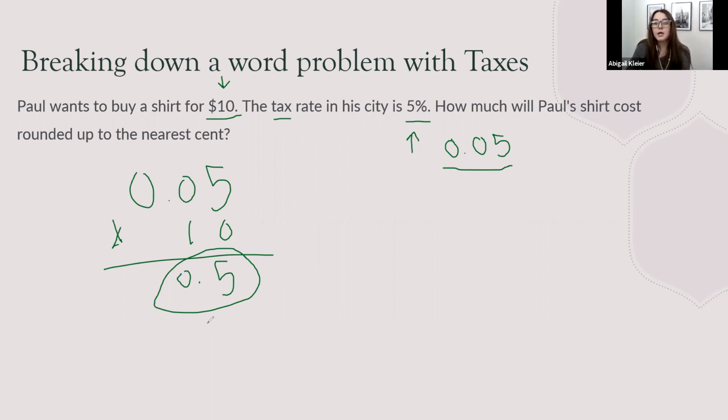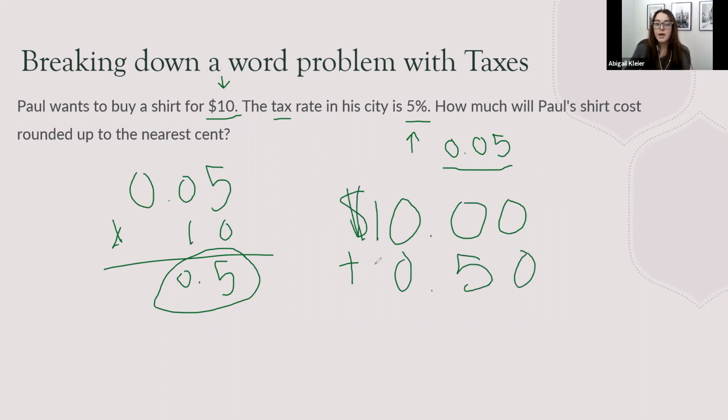So now we need to analyze, are we going to add this to our $10 or subtract from our $10? Well, this is tax rate, and tax rate is something that is added on to your total. So we're going to add. Tax always increases our total amount. So we have 10. We are going to add our 0.50.